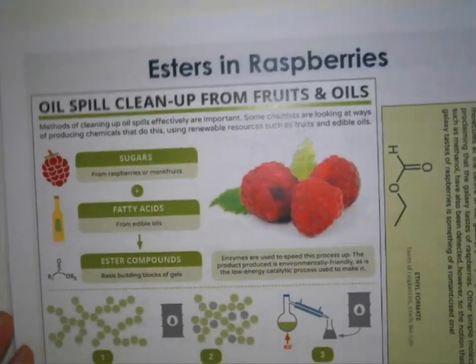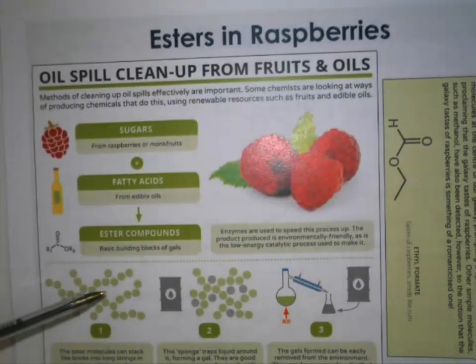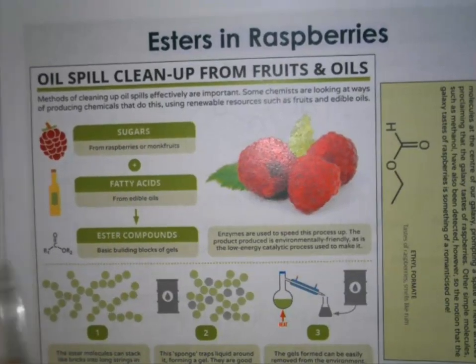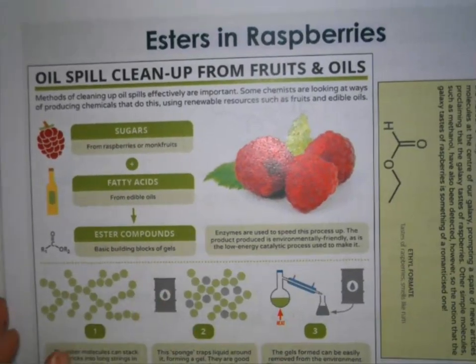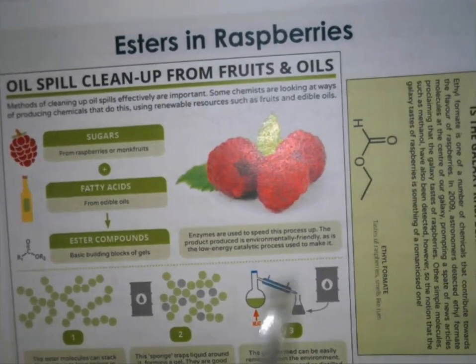More kind of interesting, this is just some interesting news. There's a little bit of stuff about how the compounds that form from raspberries are actually able to form a gel that could be used to clean up oil spills, which is pretty cool, especially because it's obviously natural compounds and probably not going to do a lot of damage in the environment. So kind of interesting there.